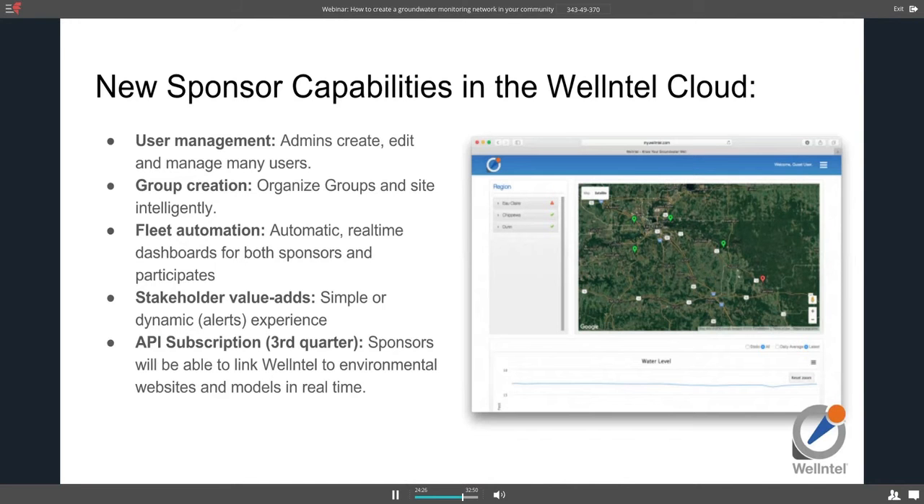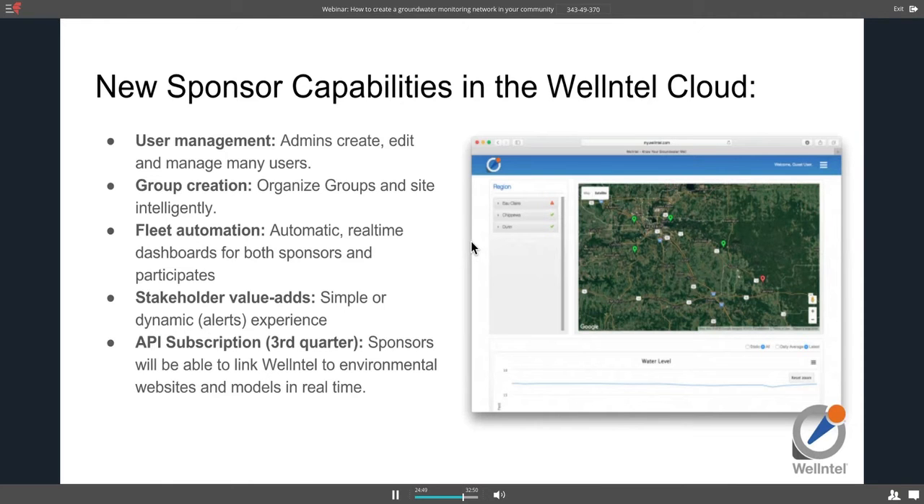Some sponsors like to organize by depth to water averages, because it means that we're talking about a confined versus an unconfined aquifer being measured. Some sponsors like to do it in terms of land, areas where they're dispatching scientists or spokespeople to talk with participants about what the data is saying.